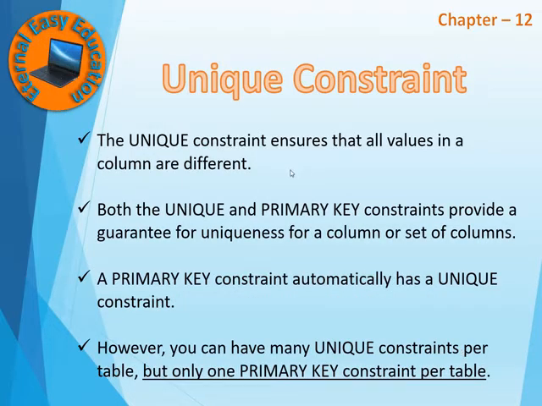Then what is the unique constraint? A unique constraint ensures that all values in the column are different. Both the unique and primary key constraints provide a guarantee of uniqueness for a column or set of columns. A primary key constraint automatically has a unique constraint. However, you can have many unique constraints per table, but only one primary key constraint per table. So underline the words per table, only one primary key.